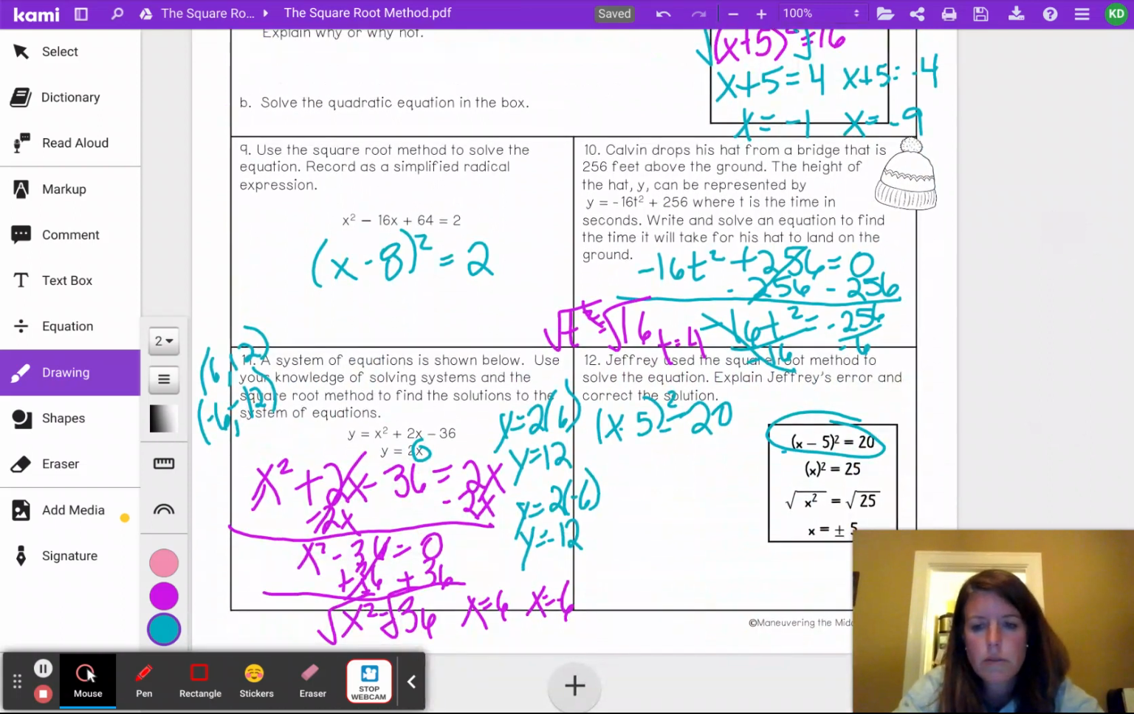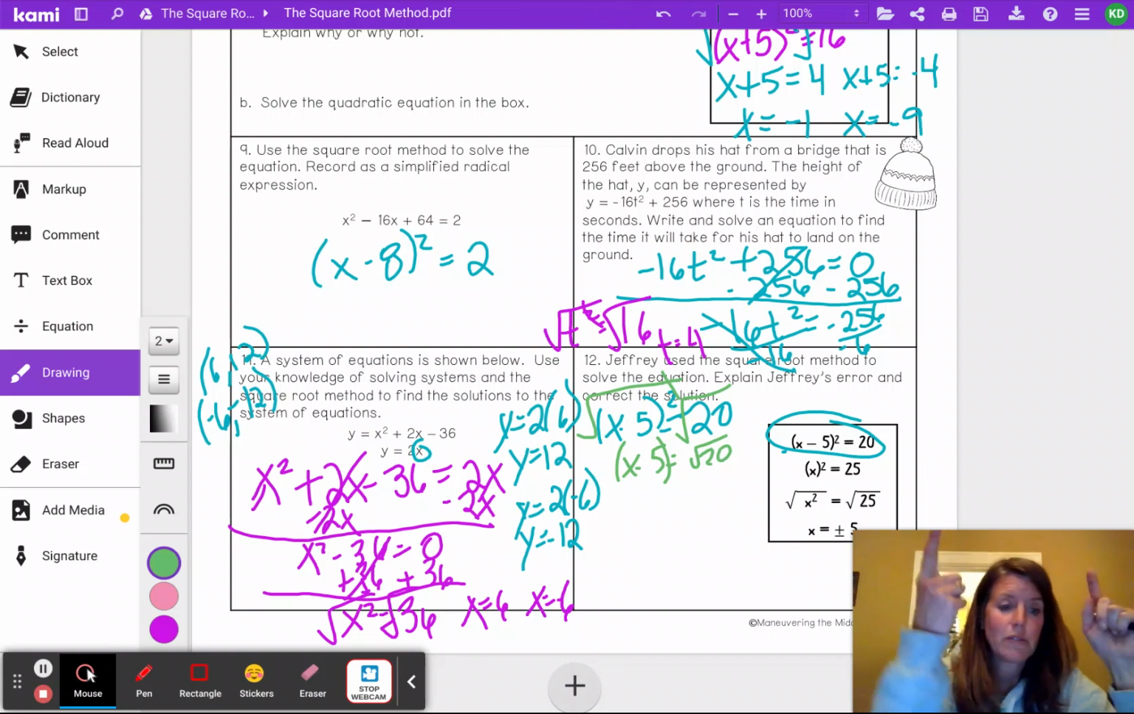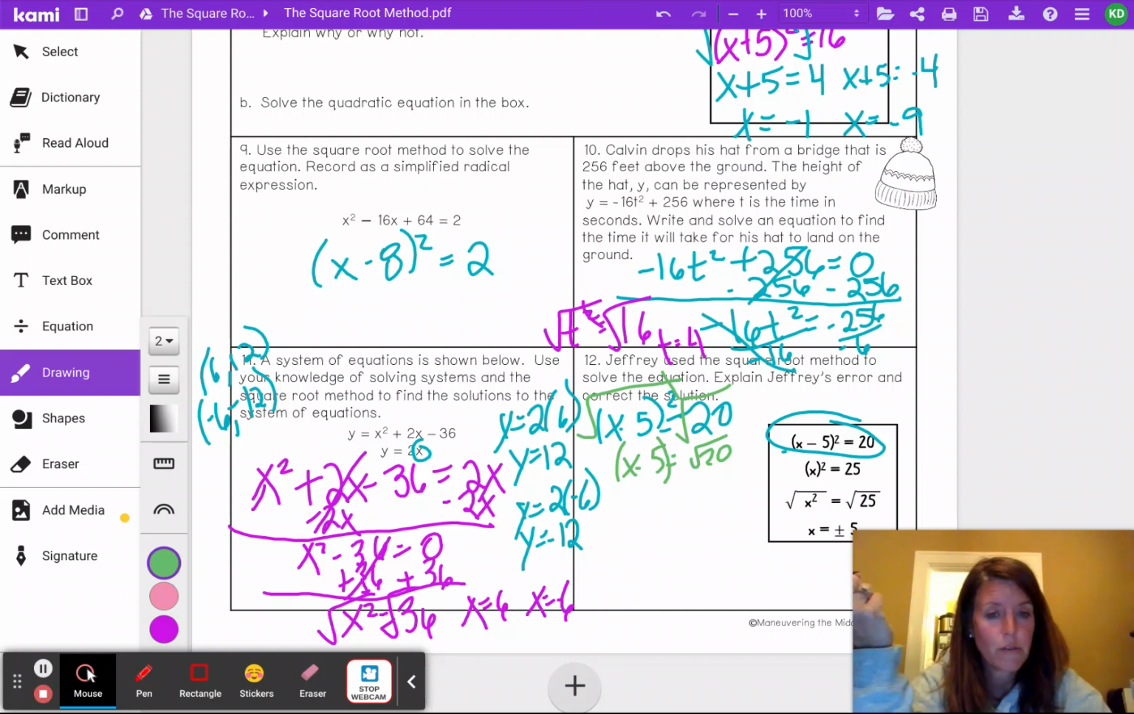Okay, so let's do this last one. I'm going to change colors. I'm tired of blue and green. So square root of both sides. So we have x minus 5 equals square root of 20. Simplifying expressions. 20 is not a perfect square, so you have to ask yourself, can I simplify this down? Factors of 20. We've got 20 times 1. Neither one of those are perfect squares. 10 times 2. Neither one of those are perfect squares. But 4 times 5, that's a perfect square.